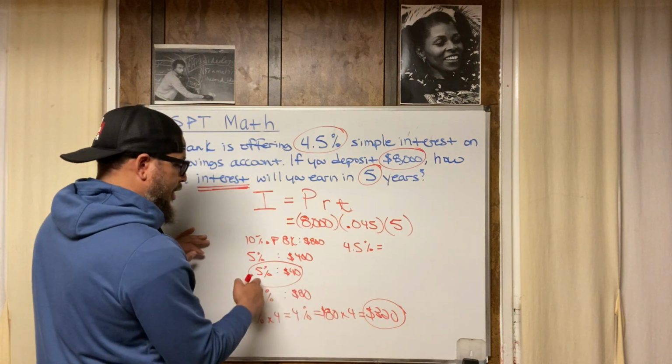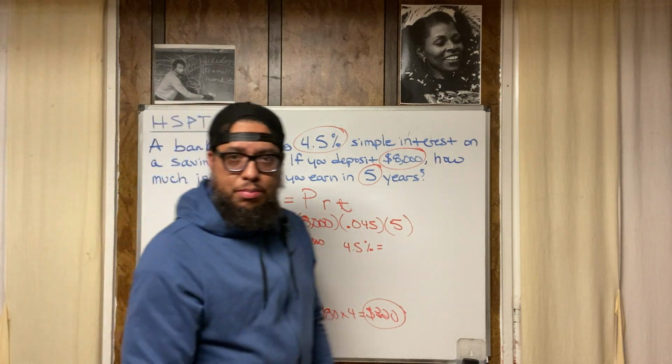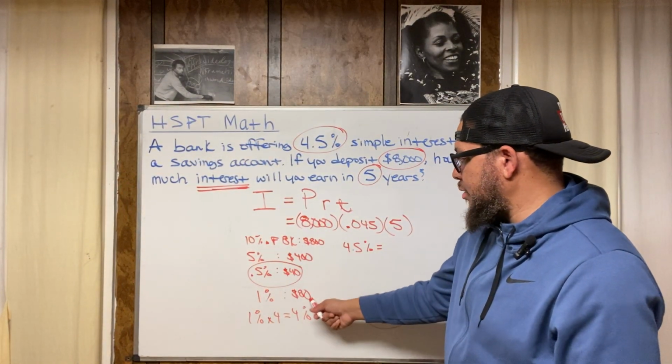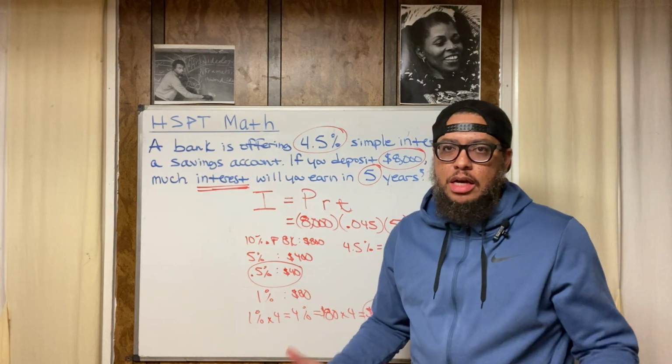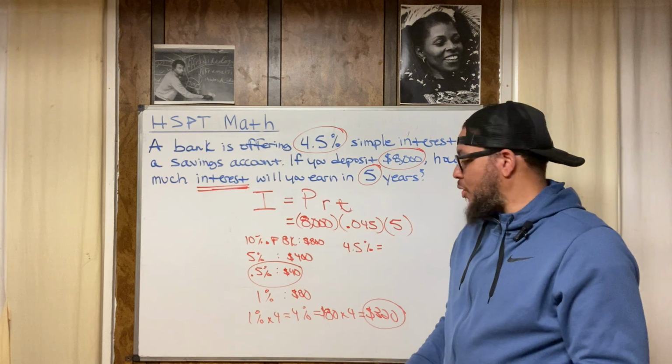And this should make sense because isn't 0.5 half of 1? 0.5 is half of 1. And isn't $40 half of $80? See how that works? That's why I love math, because it always works out. As long as you do it correctly, it always works out.